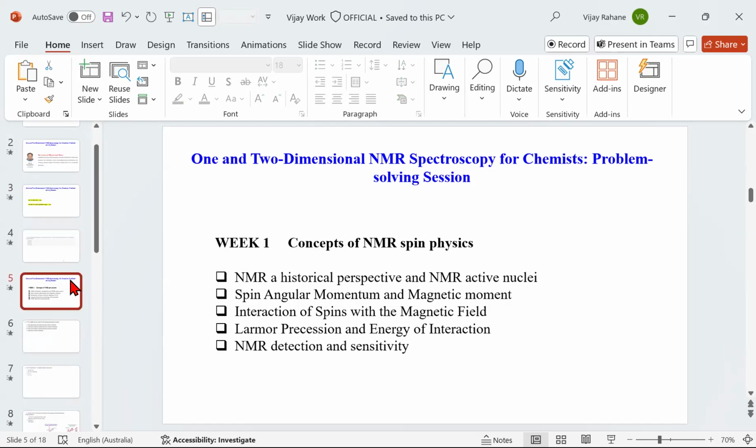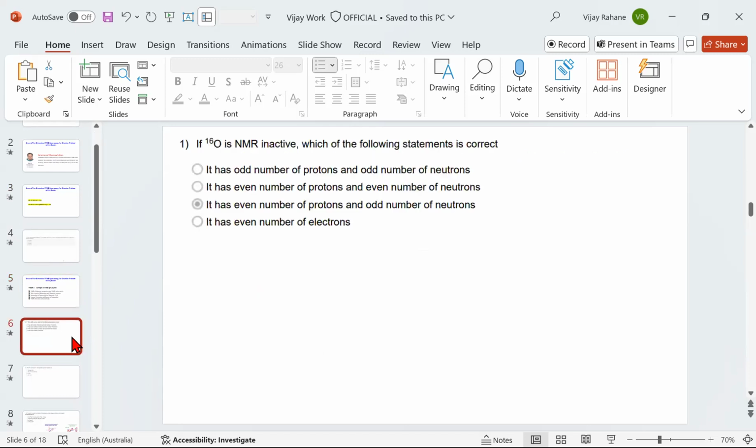Yeah, and these are the topics that we have covered in the first week: 1H NMR spectroscopy perspective, NMR active nuclei, then spin angular momentum, magnetic moment, interaction of spin with the magnetic field, then the Larmor precession and energy interaction, and later NMR resolution and sensitivity. So we'll see the problems one by one based on this.